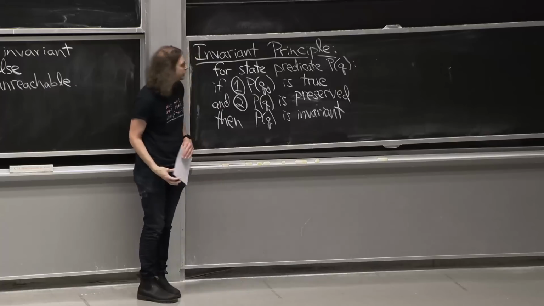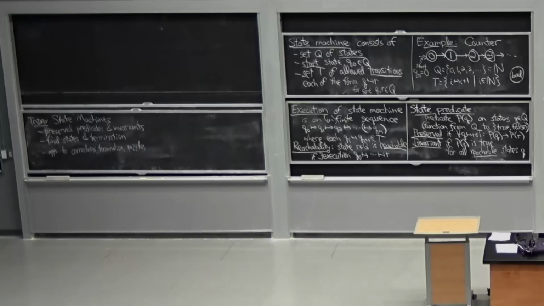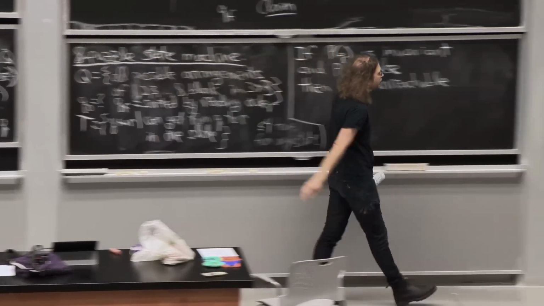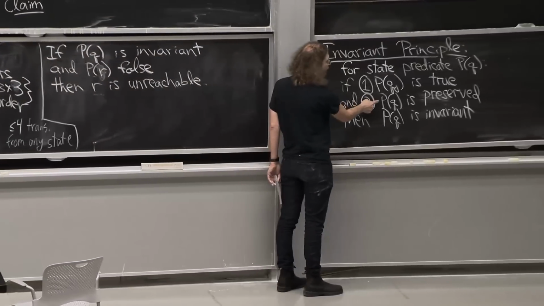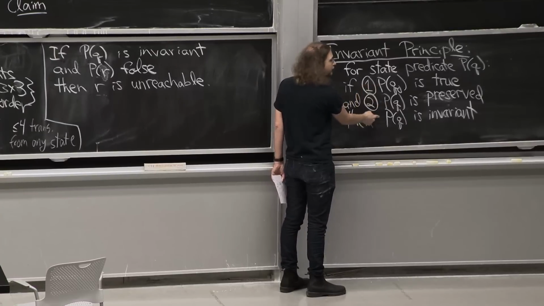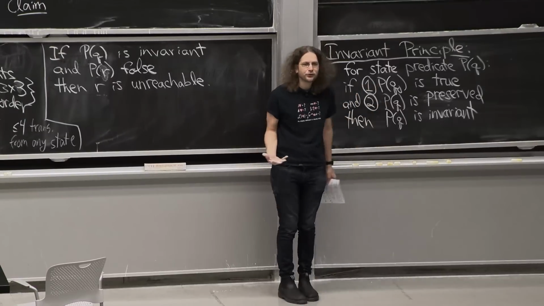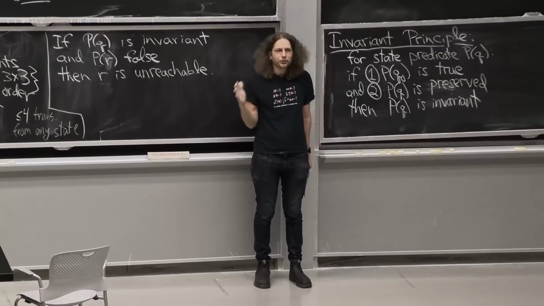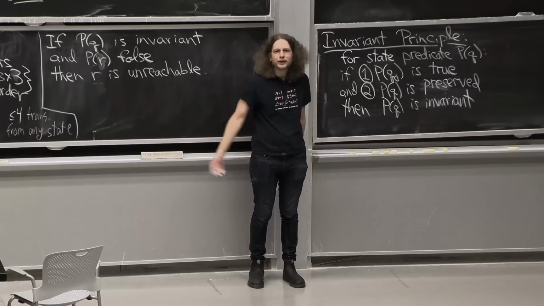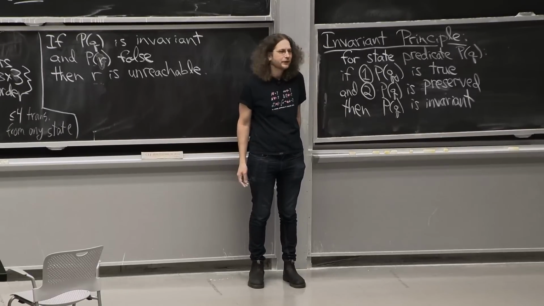OK, this is what I said I wanted. On the one hand, invariance seemed hard to argue. Preserved seemed easy to argue. And this is the theorem that connects them in the way that we want. It says if you can prove preserved, and you can prove that P is true in the very initial state, then it must be invariant. I think this is intuitive, right? If you start true, and preserved says every time you do a transition you stay true, then you're always going to be true in any reachable state, anywhere you can get.